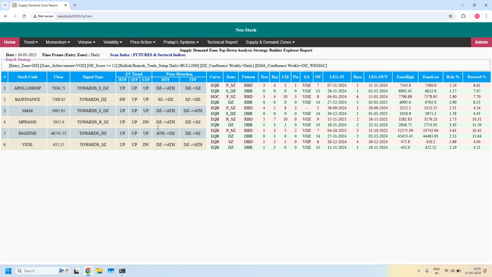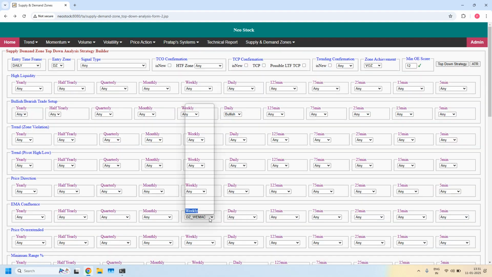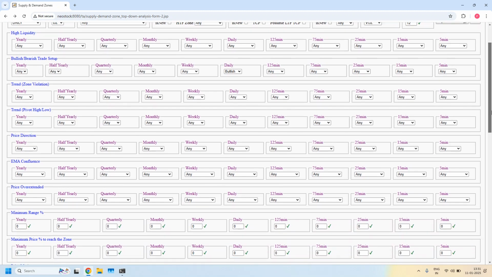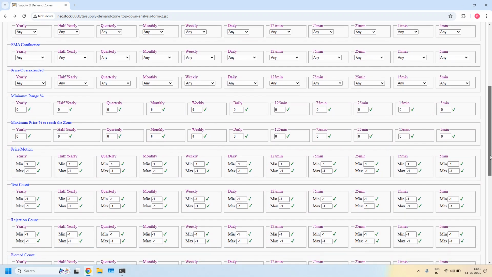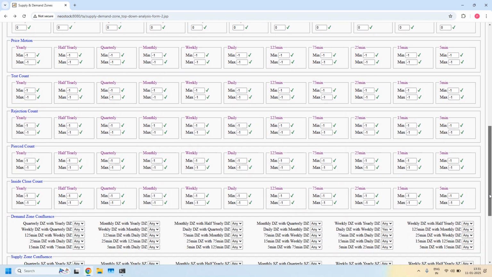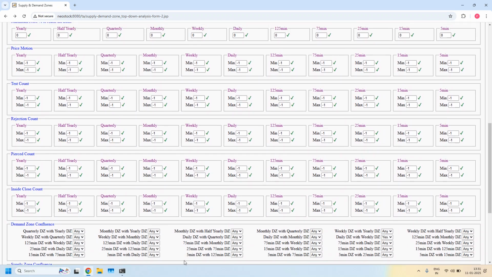This is ITF EMA confluence based. So that's why I am removing this ITF EMA filter. In the demand zone confluence, let us look for LTF, ITF, HTF demand zone confluence. So 3 filters we have to set.